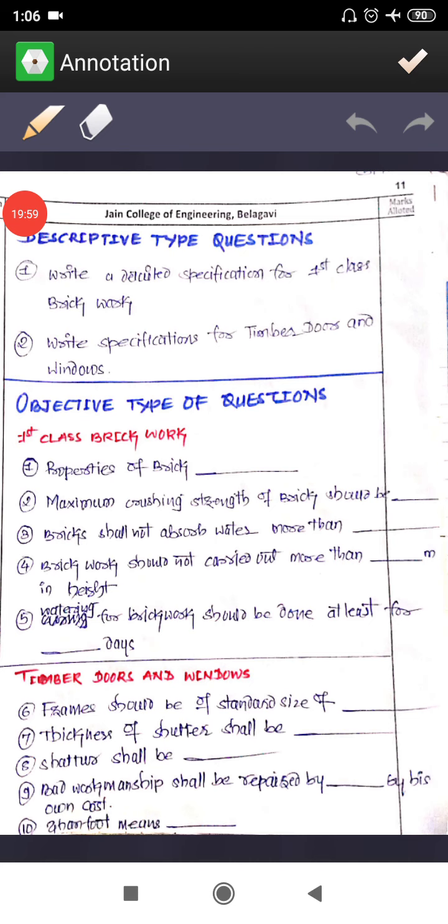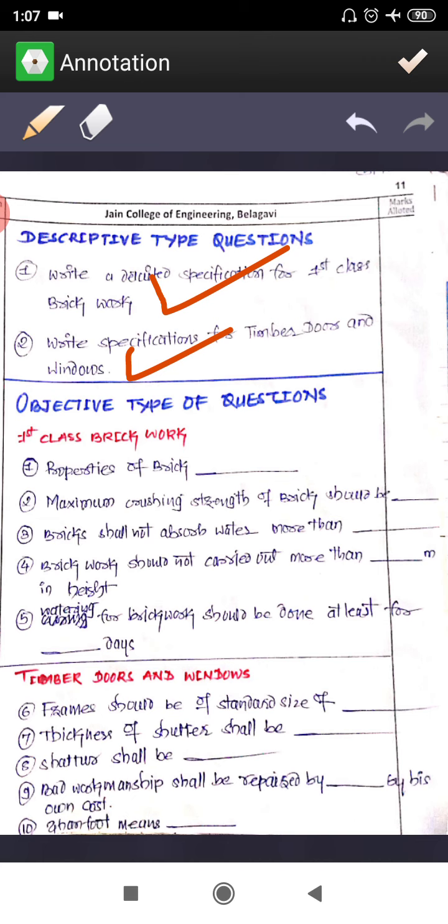So my dear friends, the descriptive type of question which you will get on this is, as I said previously also, a direct question. Write a detailed specification of first class brickwork. They may give the ratio, or they may ask you for second class brickwork also. And write the specification for timber work for doors and windows. That direct question will be there when you are writing it in the paper. A full-length paper will be there.